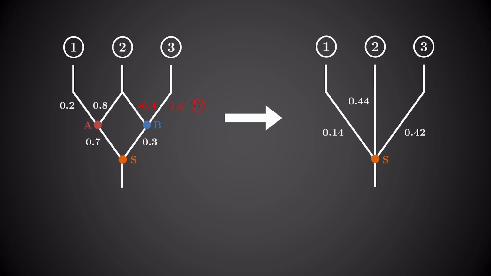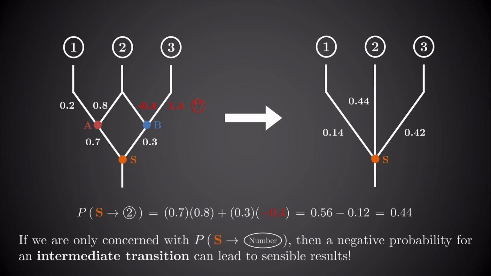If we revisit our calculation of P of S to 2, we see that although a negative number enters that sum, it doesn't make the total probability go negative. Roughly speaking, this change we made just shifted probability from box 2 to box 3. So it turns out that if we are only concerned with probabilities of transition between S and one of our boxes, then a negative probability for an intermediate transition can lead to sensible results.